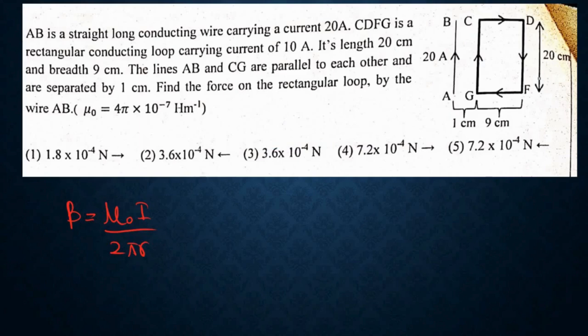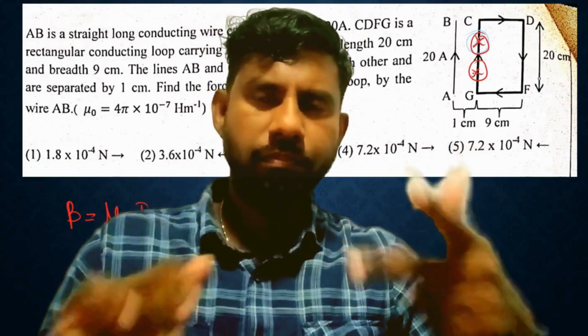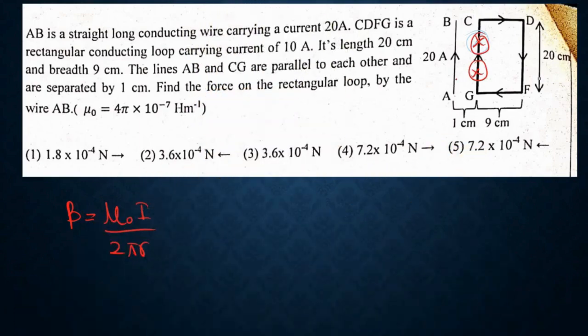So when we have force on this, to find the force of course we need to apply the left hand rule. So let's apply the left hand rule over here, right? Then we can see the field goes in and current goes up, field goes in and the current goes up, the force will be created in this direction in CG, and for DF it's in this direction, right?